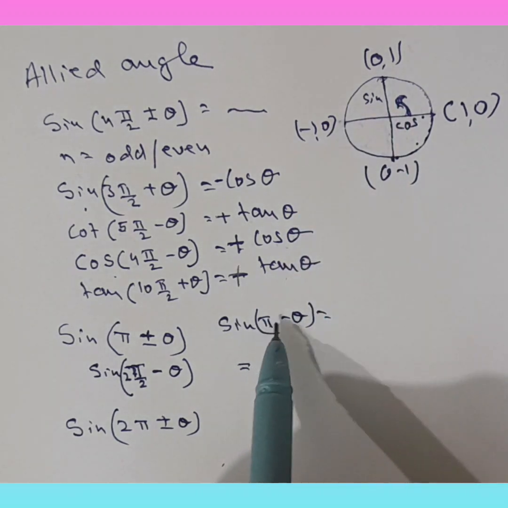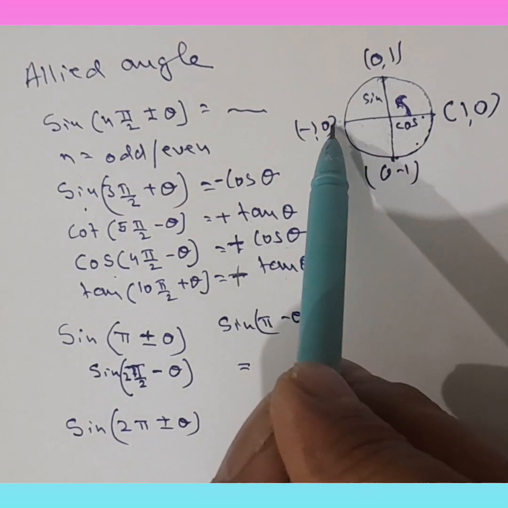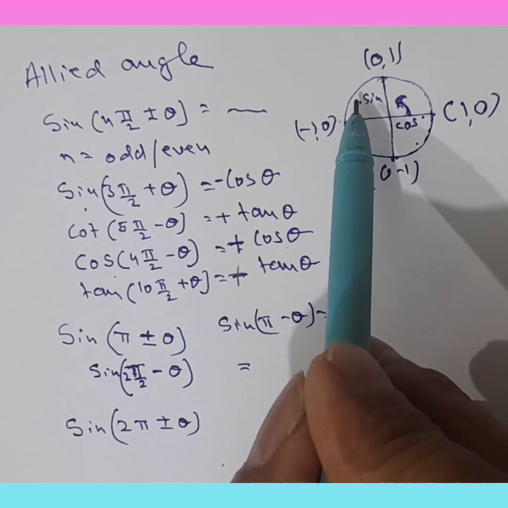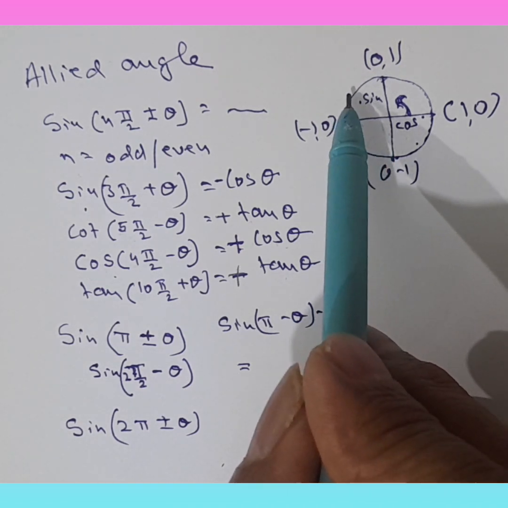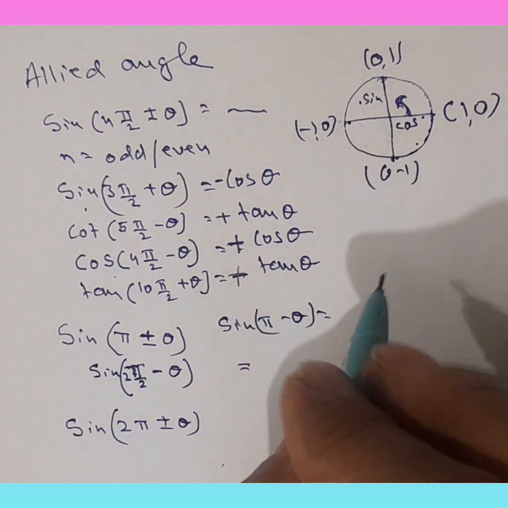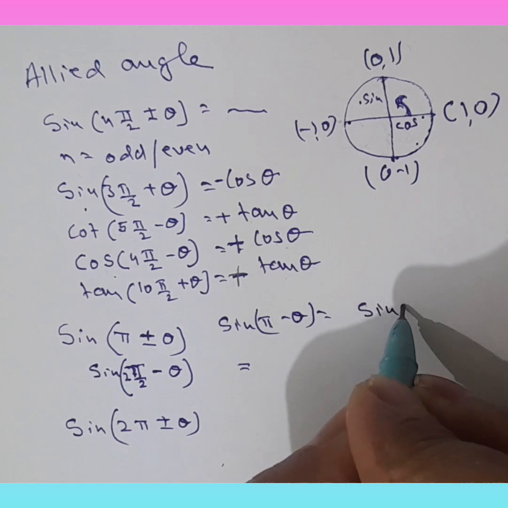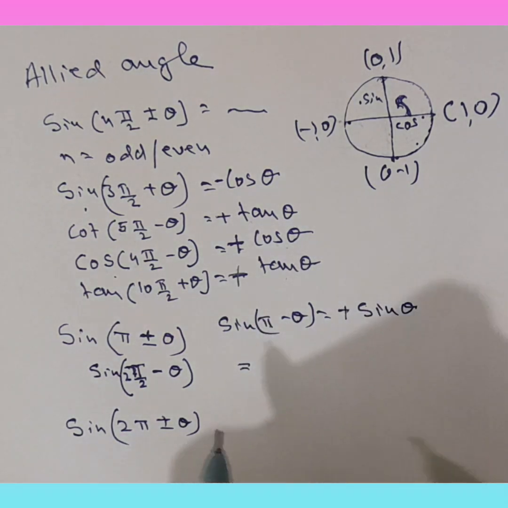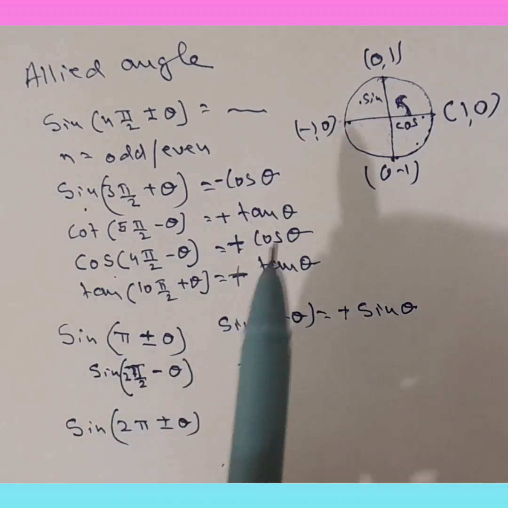So it is sine pi minus theta. So it is pi is over here, minus theta. Alright, so minus theta comes in second quadrant, and in second quadrant sine is positive, and since it is even, as I told you, sine remains sine and the sign would be positive. Now let's check out over here. Now this also is what?